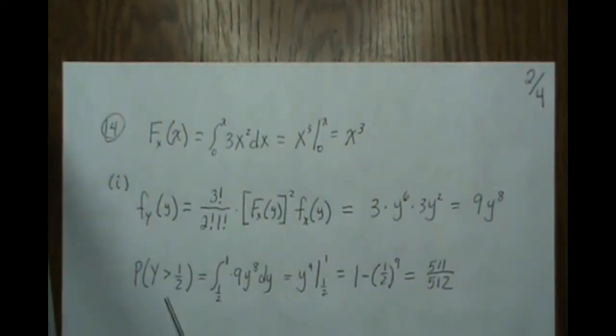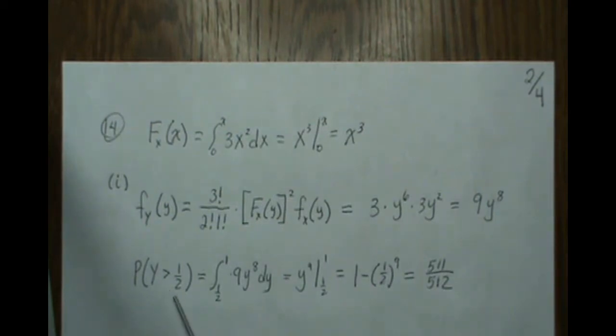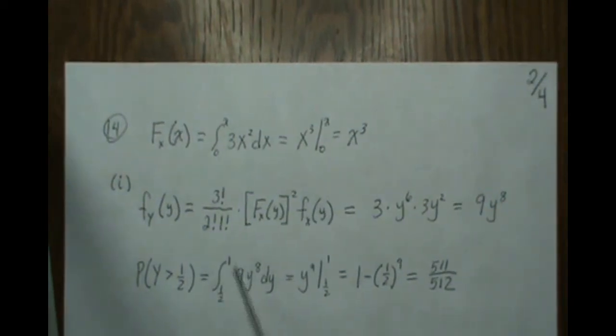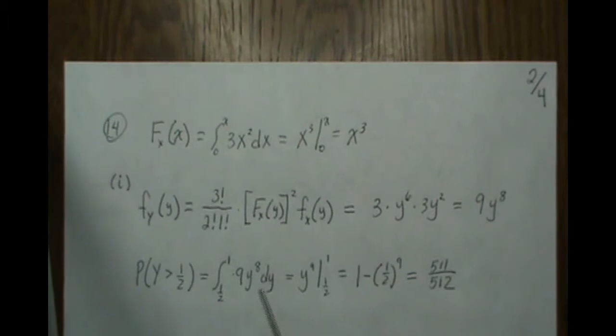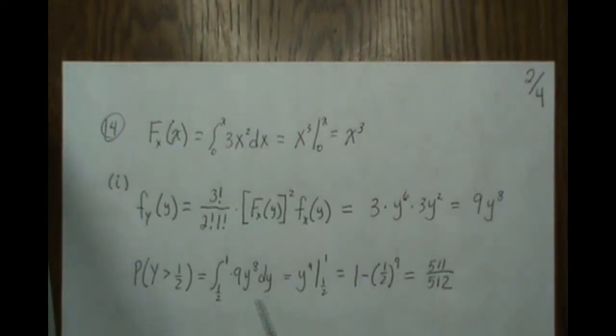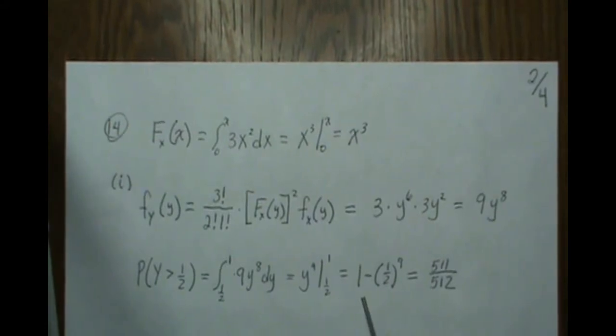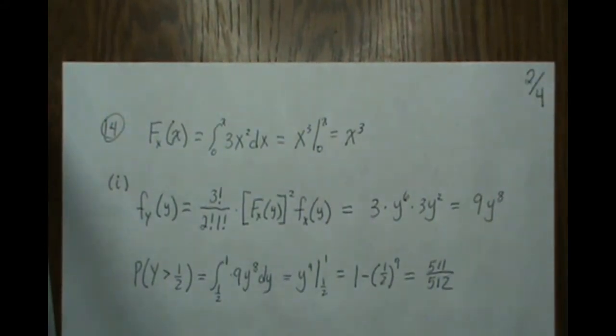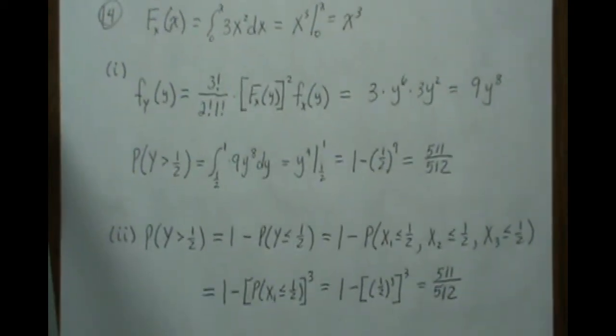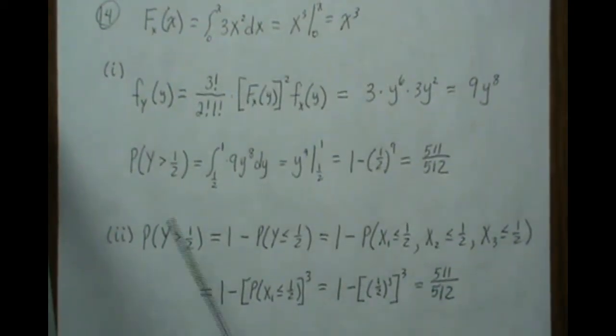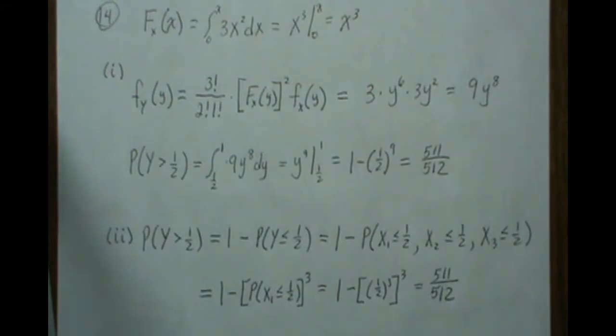So to find the probability that y is greater than 1/2, you integrate from 1/2 to 1, plugging in our density, take the antiderivative, and plug in the limits of integration, and we get 511 over 512. Now the second method is, we use a little trick.